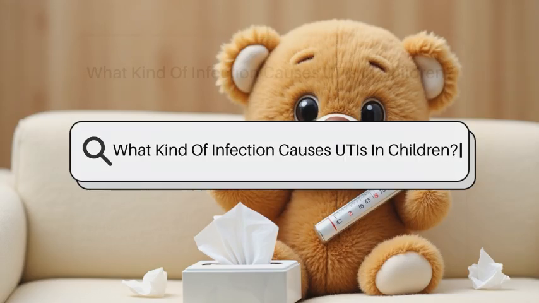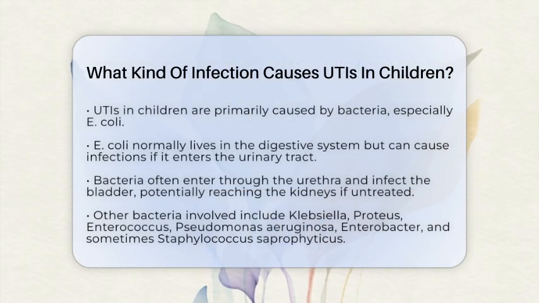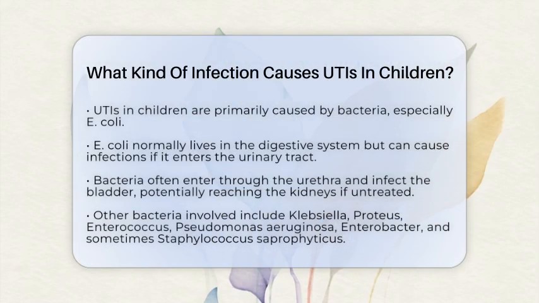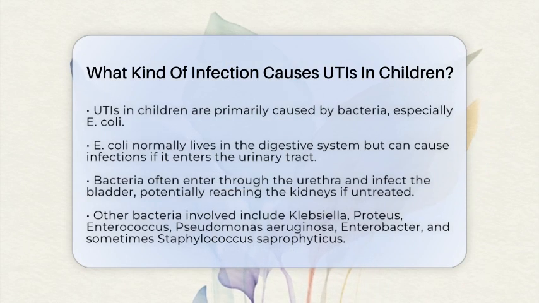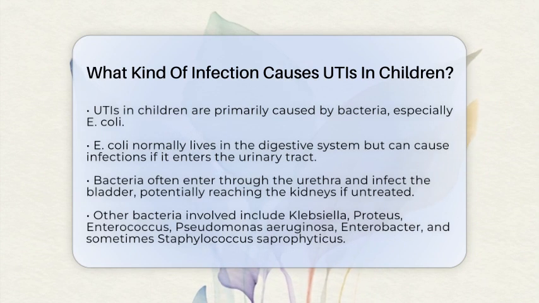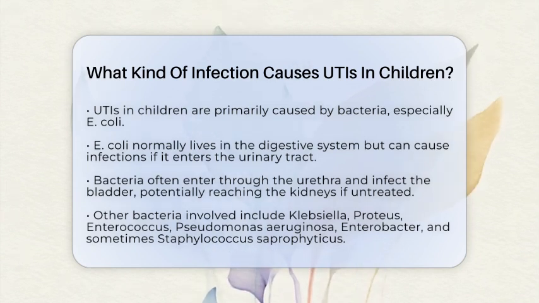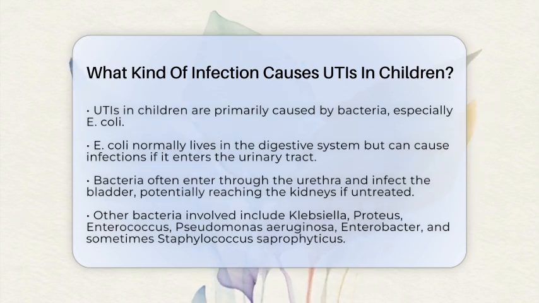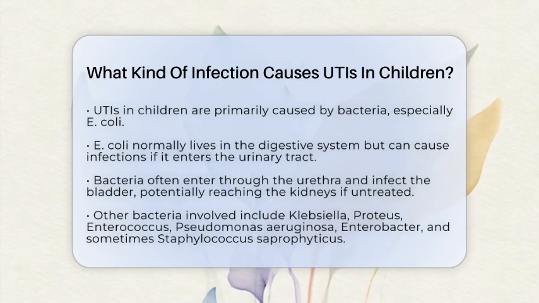What kind of infection causes UTIs in children? Imagine a tiny invasion happening inside a child's body that can make them feel uncomfortable and sick. Most of the time, urinary tract infections in children are caused by bacteria, tiny living organisms that can multiply quickly and cause trouble. The most common bacteria responsible is called Escherichia coli, or E. coli for short. This bacteria normally lives in the digestive system without causing harm, but it can sometimes find its way to the urinary tract, especially if hygiene habits are not perfect.